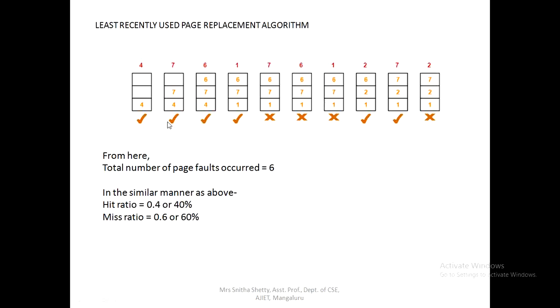So here also, how many cross marks? It is 1, 2, 3, 4. So it is page hit. How many right marks? 6 right marks. So total number of page faults is 6. So hit ratio is 4/10. Miss ratio is 6/10. So hit ratio becomes 40%, miss ratio becomes 60%. So this is the least recently used page replacement algorithm.